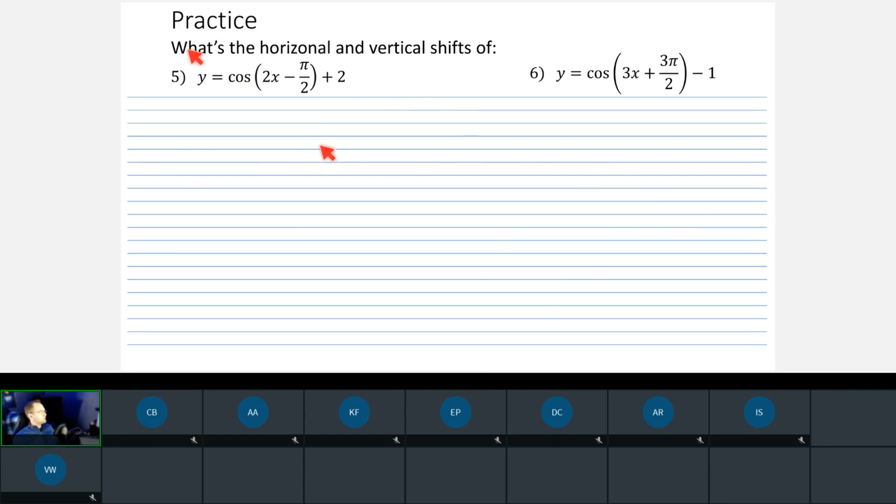All right, so what is the horizontal and vertical shift? So number 5 and 6. All right, what's different about these two problems? The coefficient, the number in front of x. Yeah, the k value. So is that going to change anything in our shifting? Or I guess when we pull out these shifts, is it going to change? Yes, it is going to change it somehow. So I would like all of you to do number 5. I'll say 1 minute for the first one here.